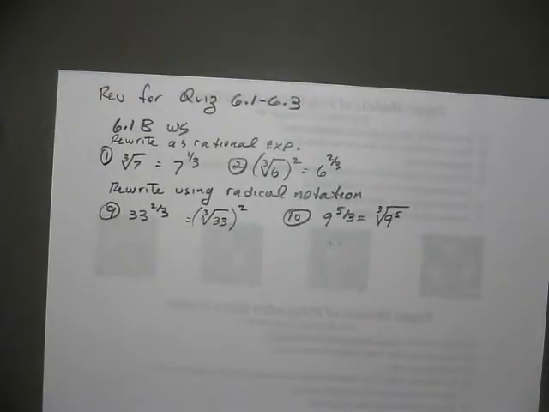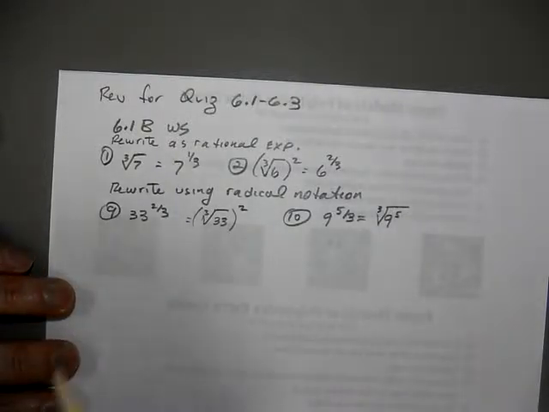We have 9 to the 5/3. That is the cubed root of 9 to the 5th. That can be broken down, but since we're just rewriting it using radical notation, we can leave it like that. Is that a little blurry? Sorry about that.